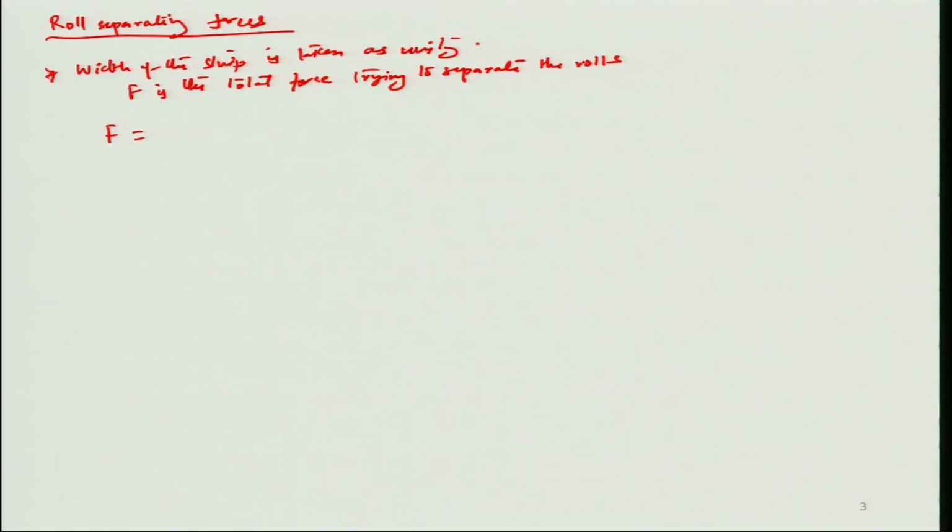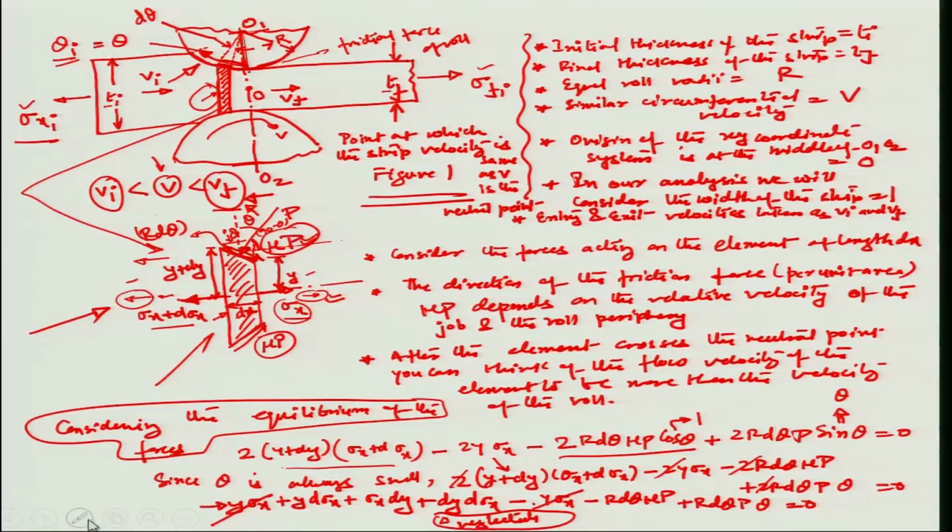So F is equal to the integral from 0 to theta I, the whole angle that the roll covers over the sheet, of the total force here, which, if you assume the width to be unity, is the pressure from the roll times r cos theta. If you look at this earlier figure, this is the direction of the roll pressure P, and it is at an angle theta with respect to the horizontal.